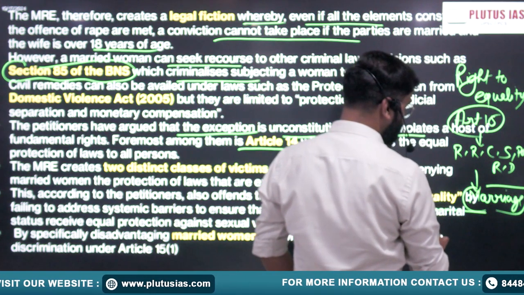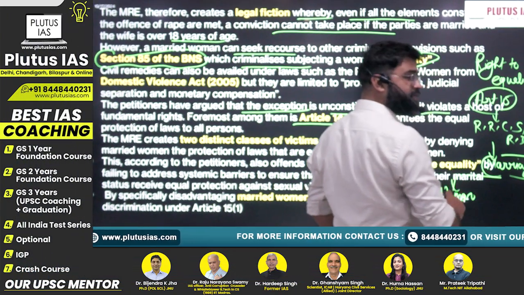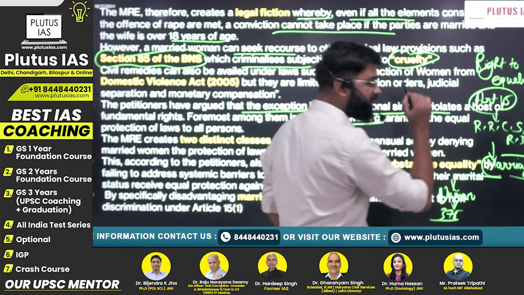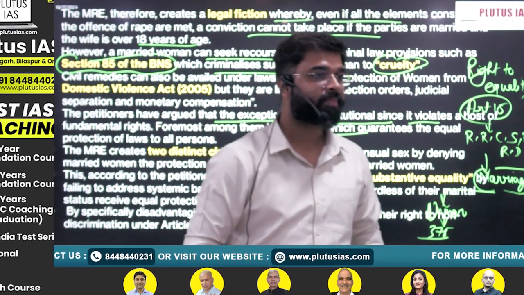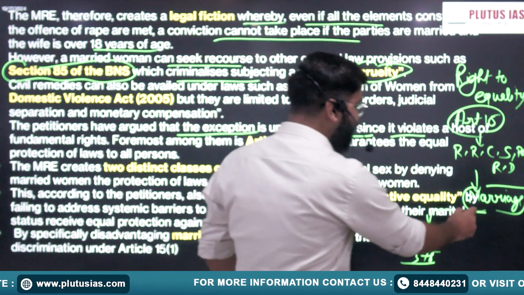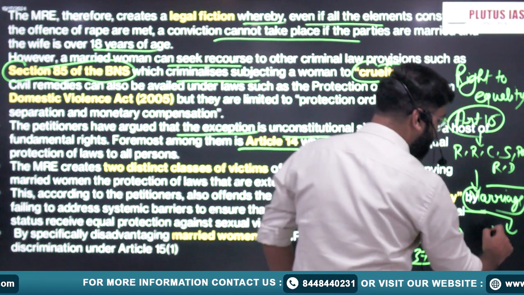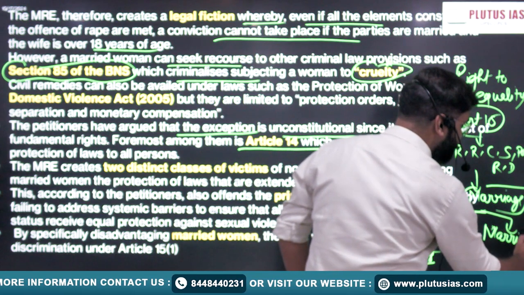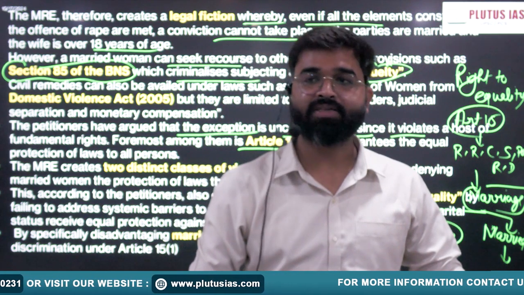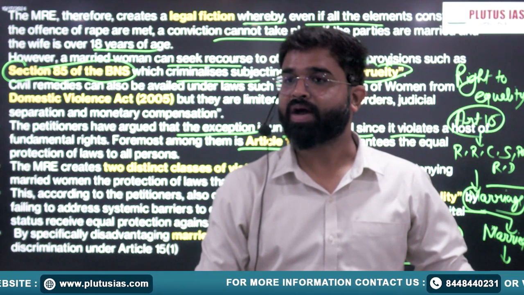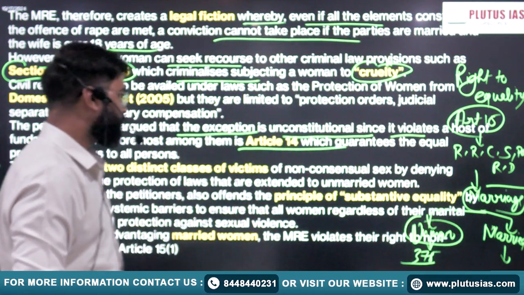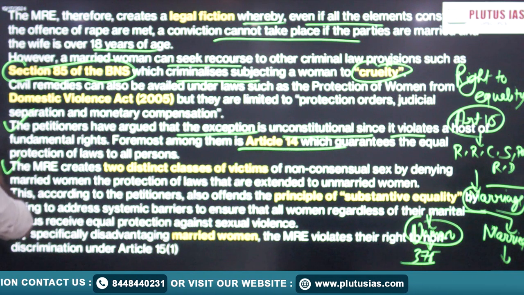One woman is unmarried. So if any of the criteria I have mentioned under Section 375 of the IPC is met, that will be considered rape. But if all the criteria are there and that particular woman is married, then that will not be considered rape. So it is nothing but a violation of Article 14 and Article 15, that is, the right to equality. One of the biggest arguments against the marital rape exception.